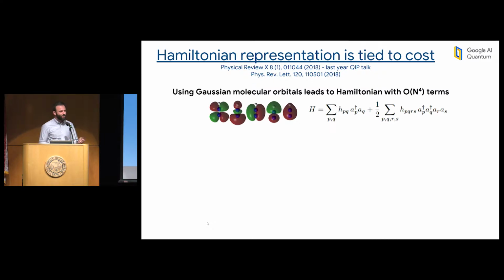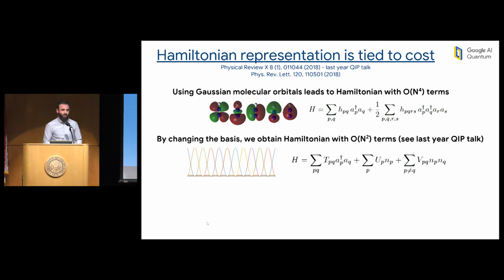But the problem is it leads to very complicated Hamiltonians with N to the 4th terms. Last year at QIP, I talked about the fact that if you use some simpler basis functions, which are related to the plane waves, you get much simpler Hamiltonians, only N squared terms, and this is going to help a lot of quantum simulation algorithms, basically.